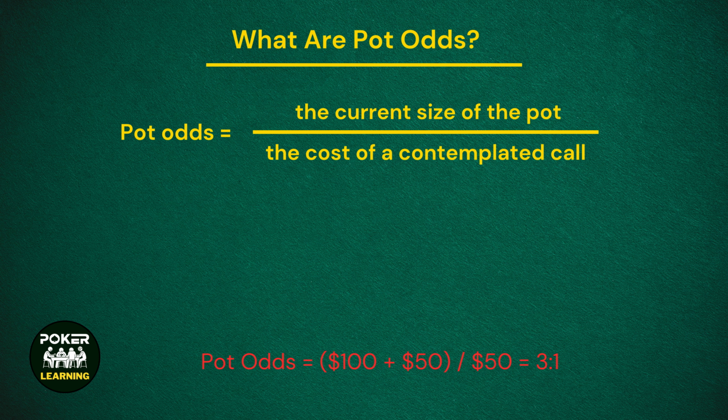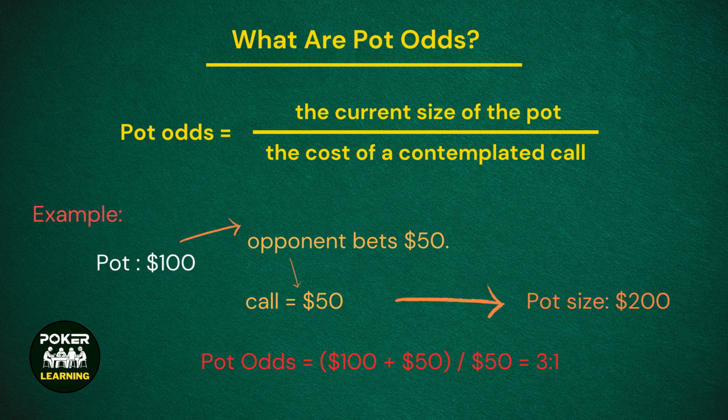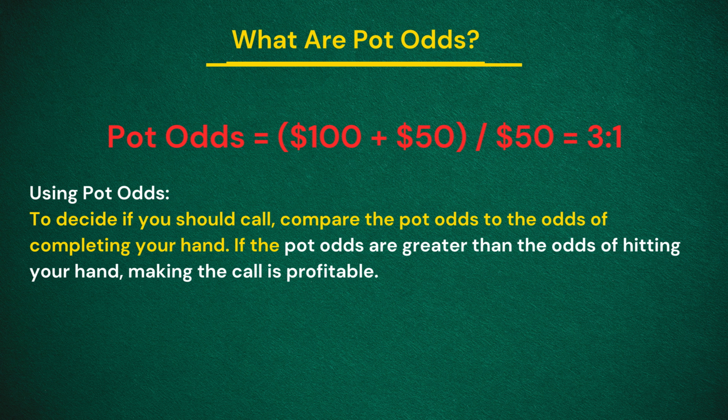Calculation: pot odds equal the current pot plus the opponent's bet, divided by the cost to call. Pot odds: $100 plus $50, divided by $50, equals 3-1. This means for every $1 you risk, you can potentially win $3. Using pot odds: to decide if you should call, compare the pot odds to the odds of completing your hand. If the pot odds are greater than the odds of hitting your hand, making the call is profitable.